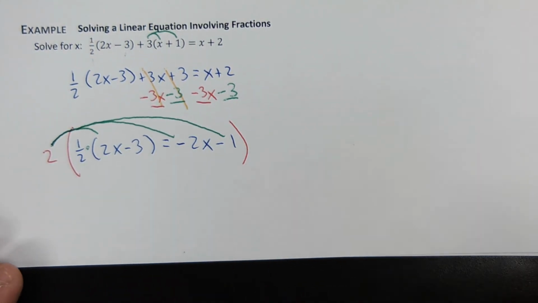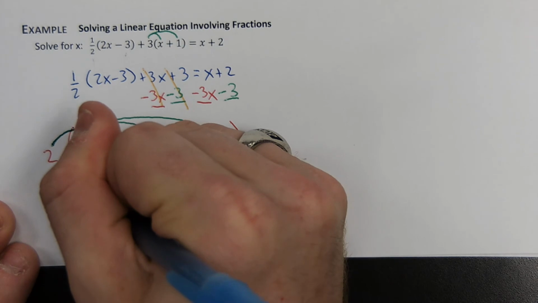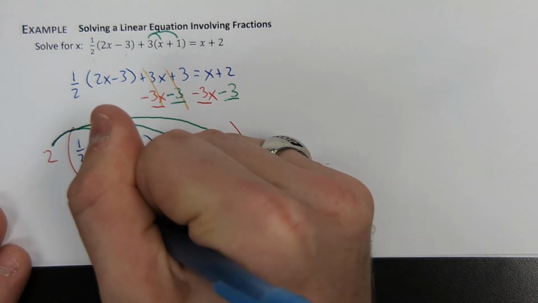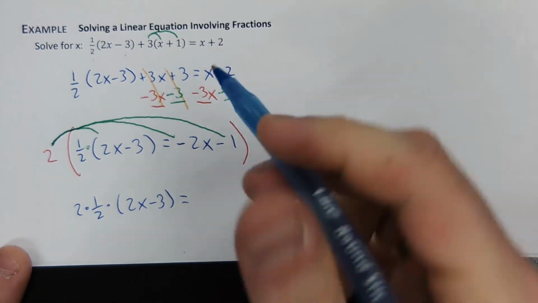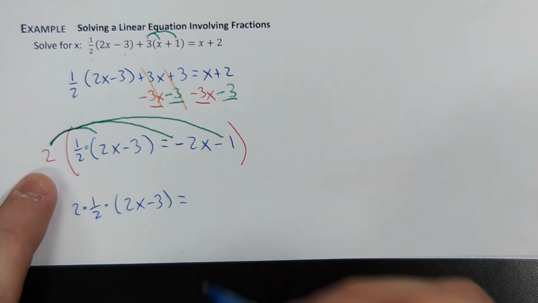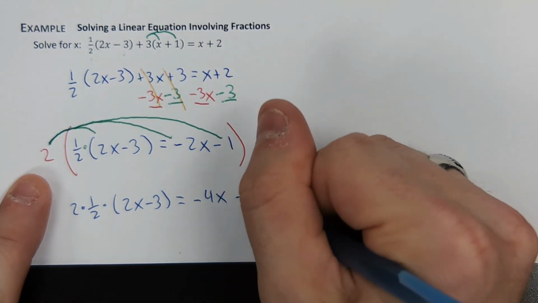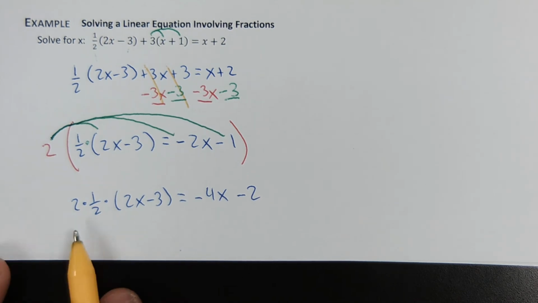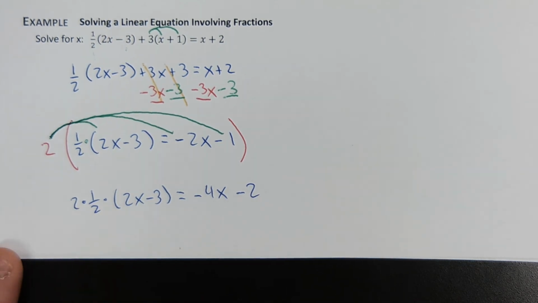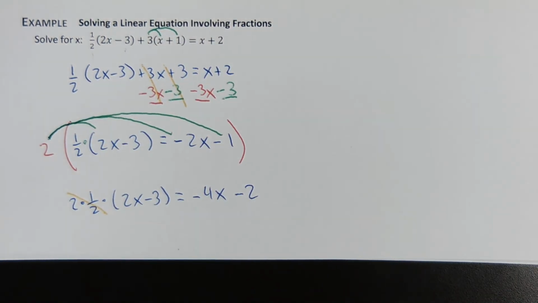What that gives me on the left is, and again, I'm going to show a lot more work than you need to, a 2 times 1/2 times 2x minus 3. And over here, it's going to give me a 2 times negative 2x, that's negative 4x, and a 2 times negative 1, that's negative 2. And I did it this way so that I could show you 2 halves equals 1 whole. They just turned each other into a 1, so they're gone.